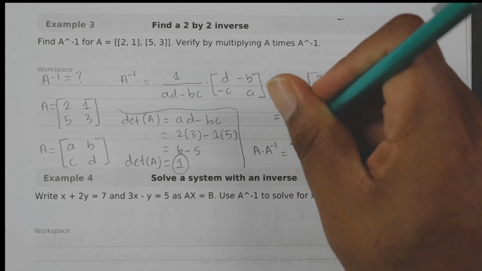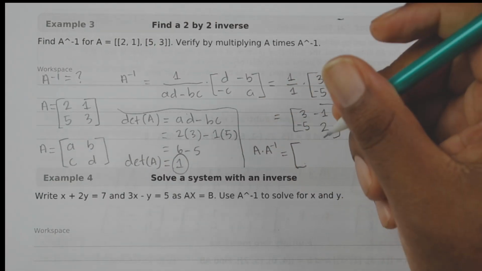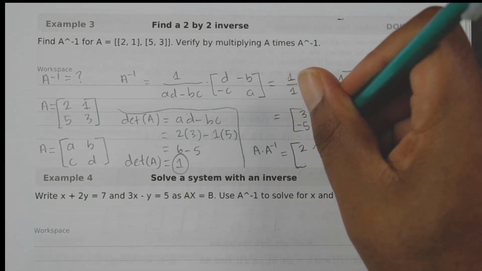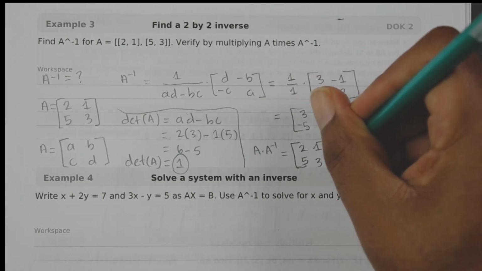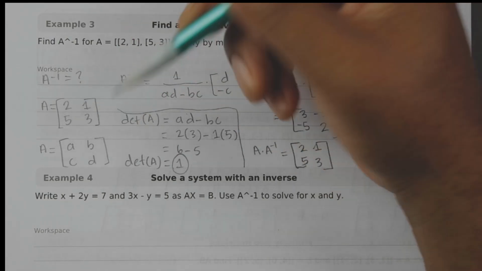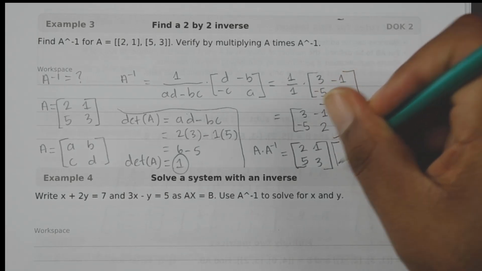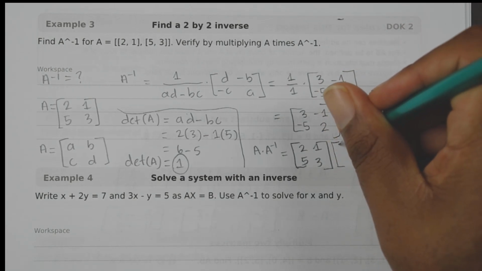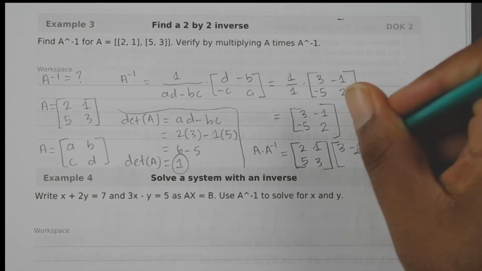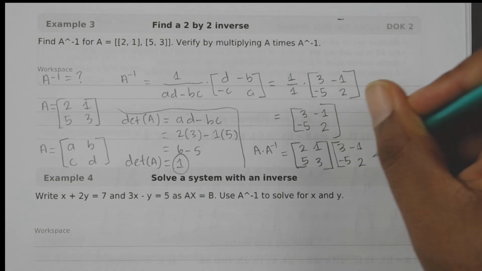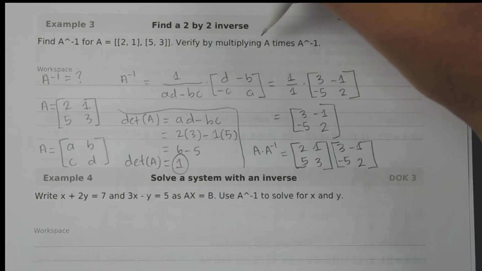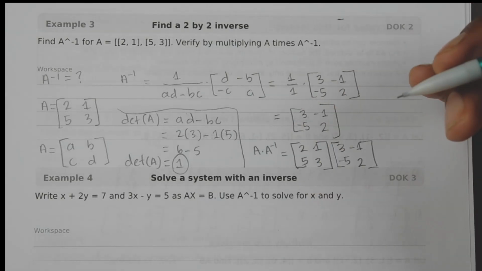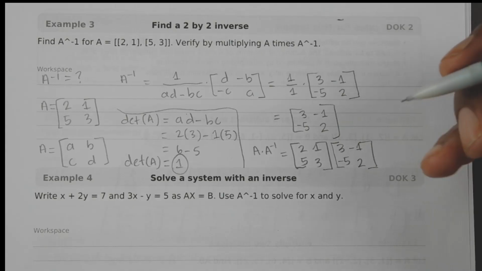And then we would multiply 2, 1, 5, 3, right? 2, 1, 5, 3. And then we would multiply that by 3, negative 1, negative 5, and 2. Okay, because it says verify by multiplying A times the inverse over here. Then we would essentially calculate each entry.